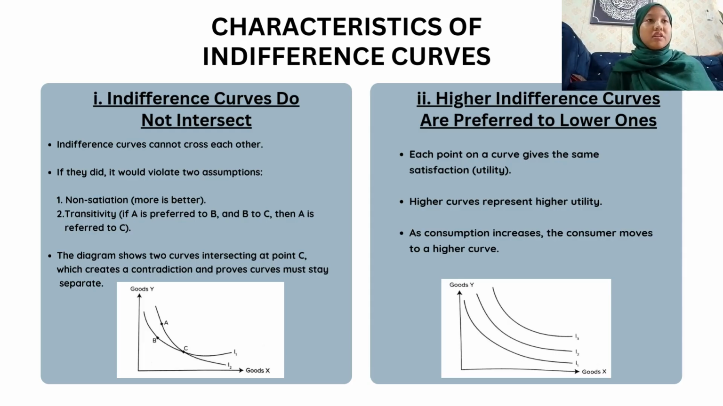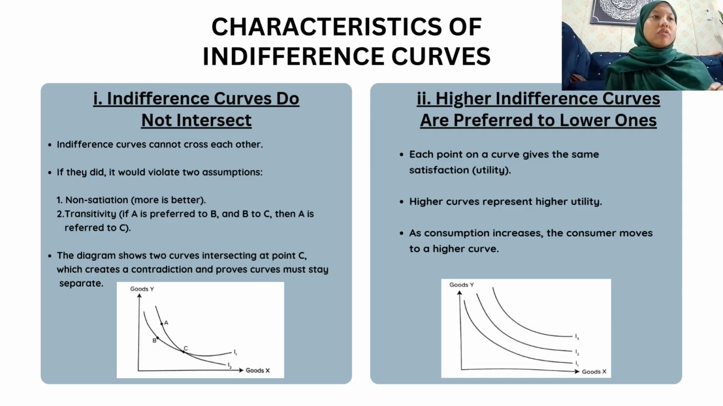Characteristics of indifference curves, we have five. The first one, indifference curves do not intersect. Indifference curves cannot cross each other. If they did, it would violate two assumptions: first, non-satiation, and second, transitivity. The diagram shows two curves intersecting at point C, which creates a contradiction and proves the curves must stay separate.